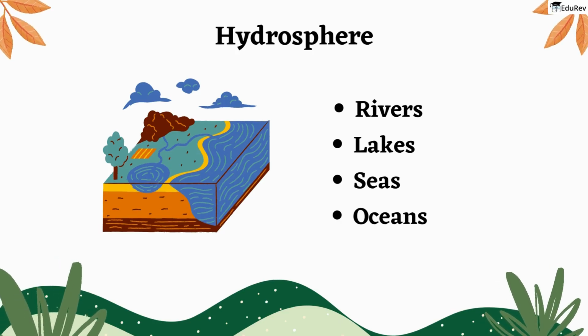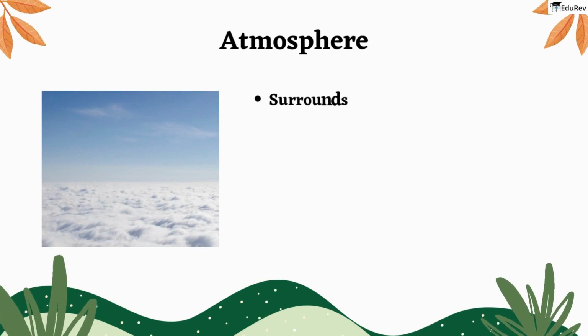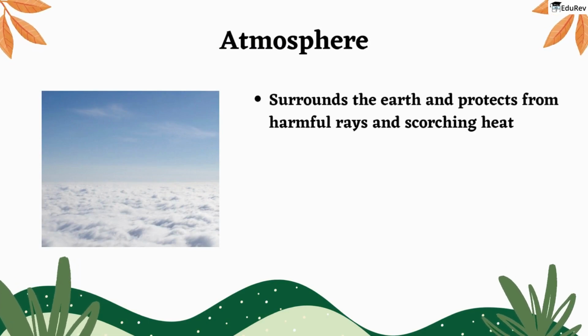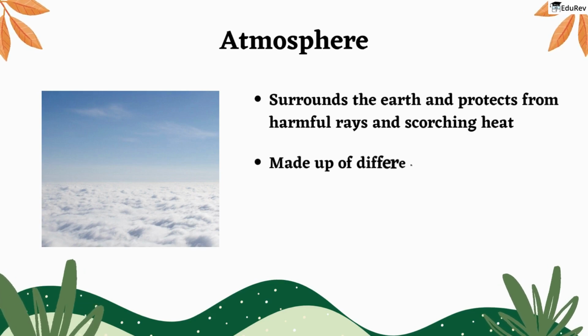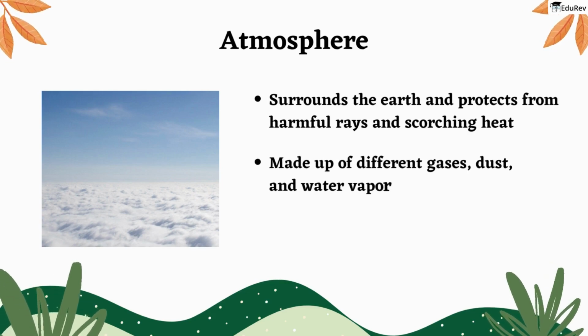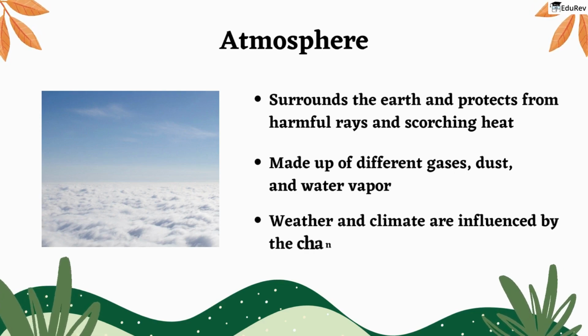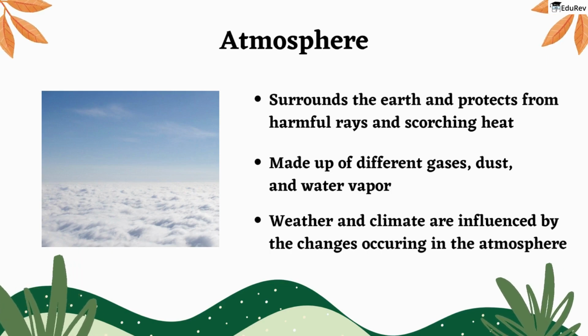But wait, there is more. The atmosphere is the thin layer of air that surrounds the earth and protects us from harmful rays and the scorching heat of the sun. It's made up of different gases, dust, and water vapor. And guess what? The weather and climate are influenced by the changes that occur in the atmosphere.